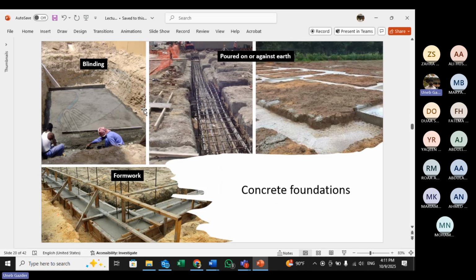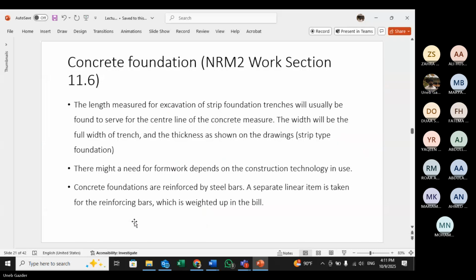Okay. So I was mentioning the blinding. So blinding, if you remember, comes under the footing, the main footing. Okay, and then you can see different types of concrete foundations here. And you can see the formwork over here as well. Okay. So then we have the concrete foundation, and it could be strip foundation or something else. A strip is the same as trench. Strip and trench are the same.